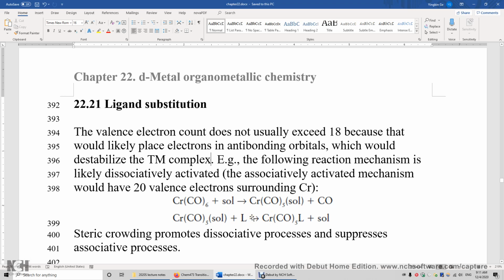Why is that? Well, just imagine if this solvent molecule forms a new bond with chromium, then this chromium would be surrounded by 20 valence electrons. That means at least 2 valence electrons will have to occupy the high-energy antibonding orbitals. That would destabilize the complex.